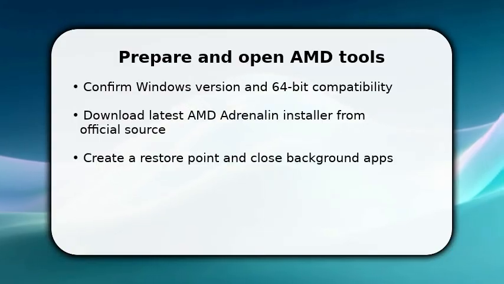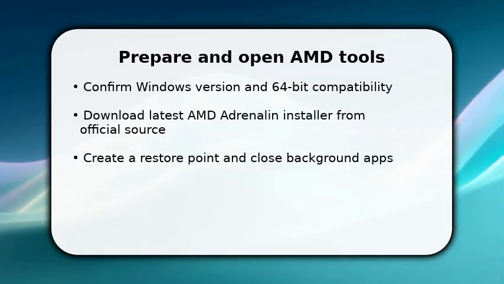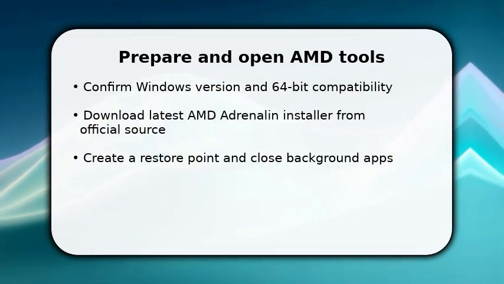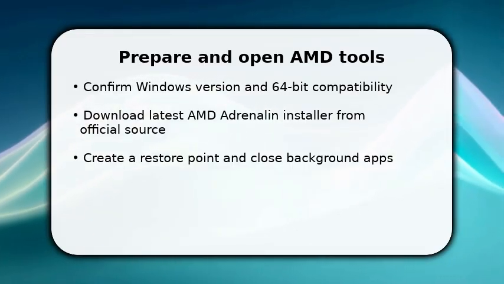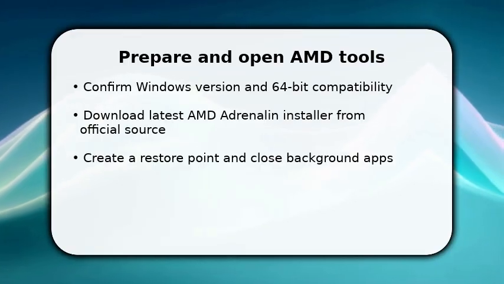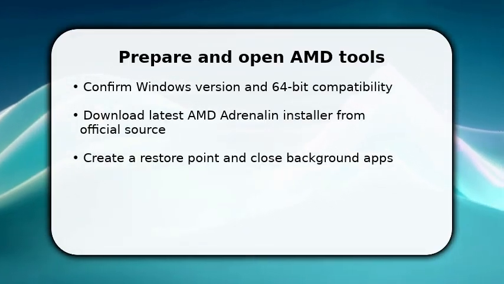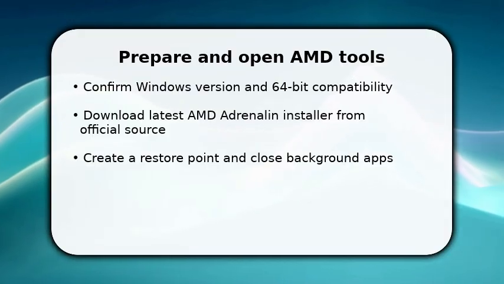You start by making it simple. Ensure your system is on the correct Windows build and 64-bit mode so the driver matches. Once done, download the AMD Adrenalin installer and save it to a known folder. This reduces confusion during the install. Make a system restore point and close non-essential apps to prevent conflicts.